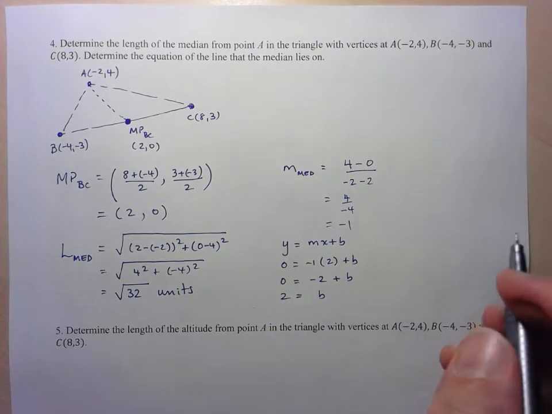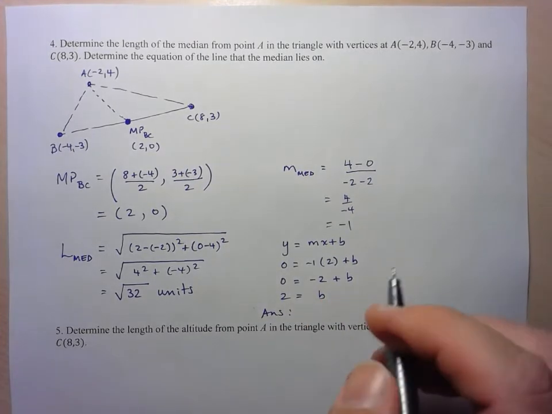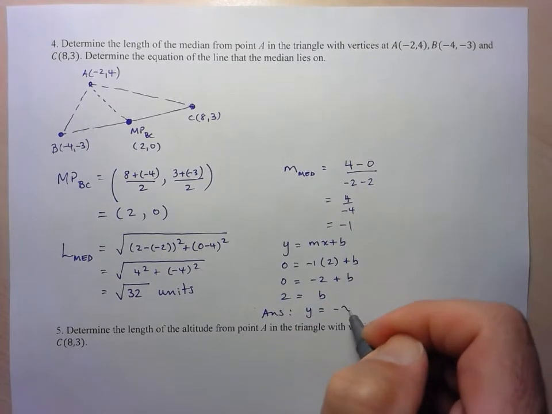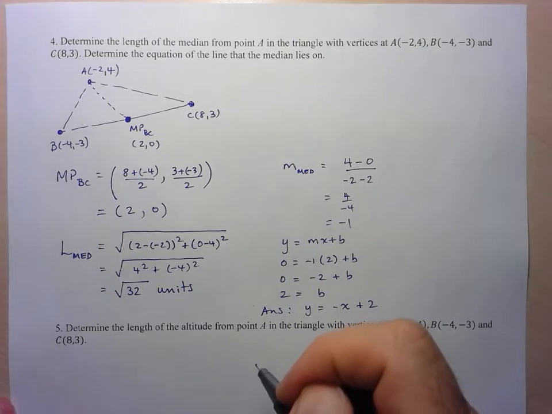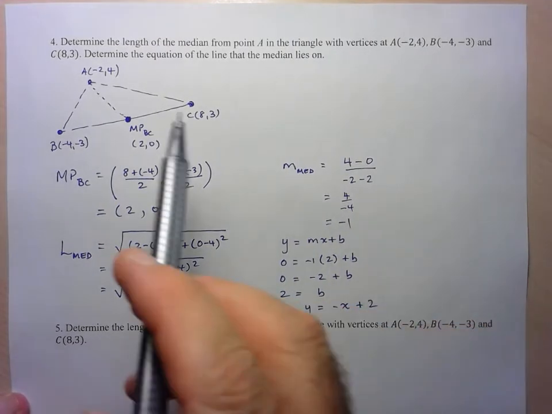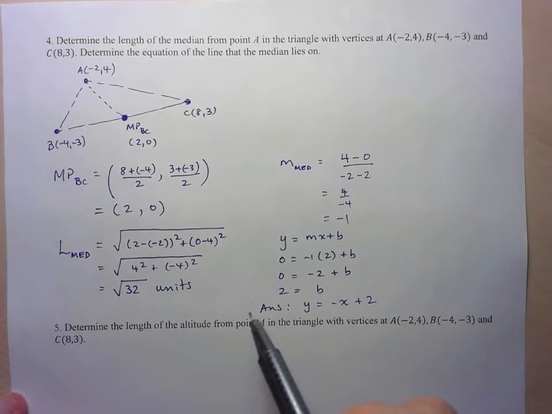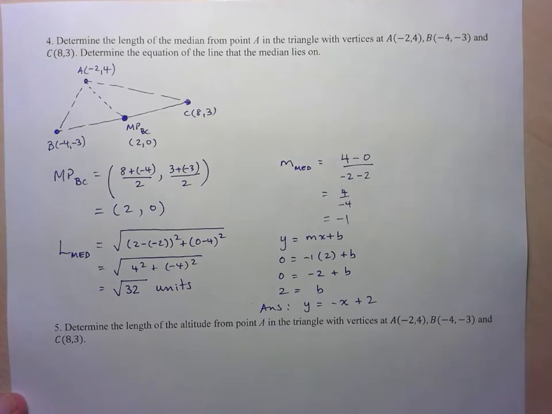Now I can give my final answer. My final answer is that the line is given by y equals negative x plus 2. And there we have it. Again, to find the equation of the line, now that I had the 2 points, I could use them to find the slope. And then from there, I take this slope and one of these 2 points to find the equation of the line. That's it for this one.